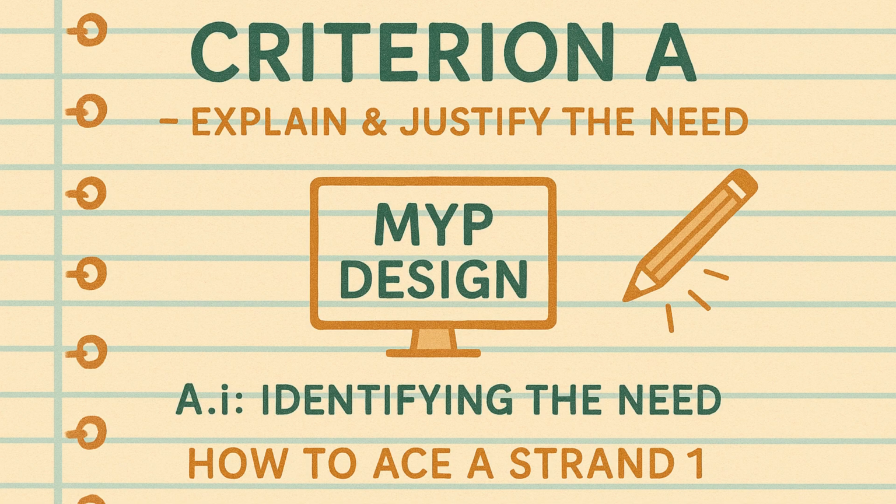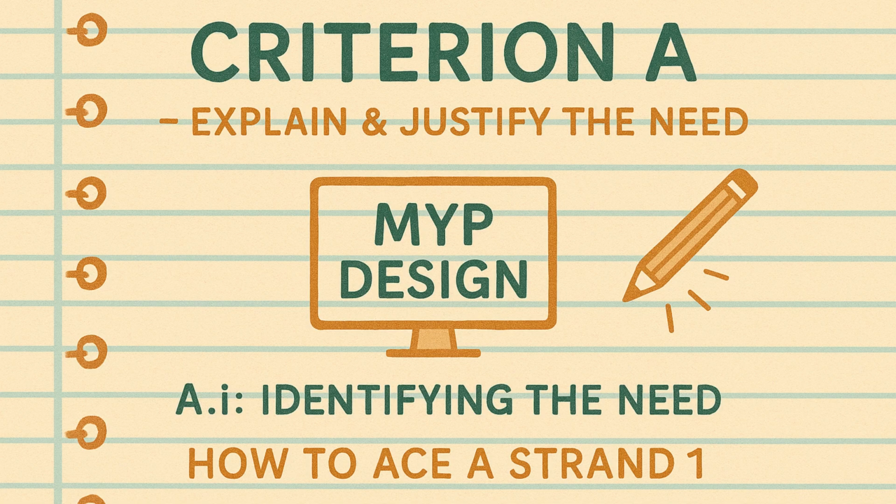Let's look at the common mistakes students make over and over again. 1, writing 1 sentence and calling it an explanation. Seriously? 2, inventing a problem that doesn't really exist. 3, choosing a problem that is too huge, like pollution in the world. Doesn't make sense. 4, not identifying a specific user or audience. 5, giving no evidence or evidence that doesn't match the problem. 6, explaining the solution instead of the need.